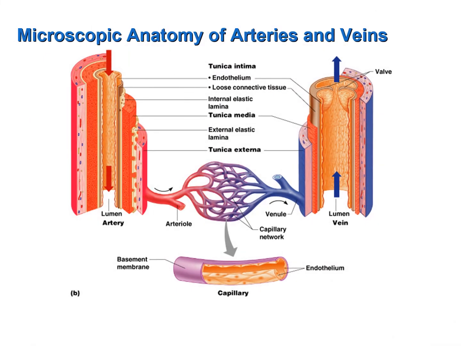We have now come to our final topic, which is the microscopic anatomy of arteries and veins. In this image, you're looking at an artery on the left and a vein on the right. For the purposes of this lab, you can ignore the capillary in the center. We are looking now at the walls of arteries and veins. The walls of these blood vessels consist of 3 layers or tunics.